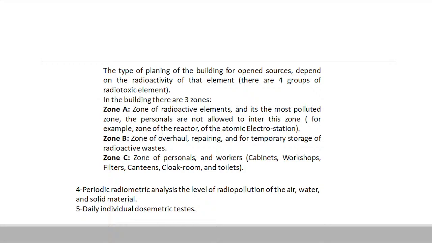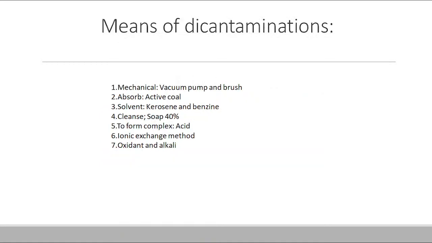4. Periodic radiometric analysis, the level of radio pollution of the air, water, and solid material. And 5. Daily individual dosimetric tests. Means of decontamination: mechanical, vacuum pump and brush; absorbents, active coal; solvents, kerosene, benzene; cleansers, soap 40%, to form complex acid; ionic exchange method; and oxidant and alcohol.